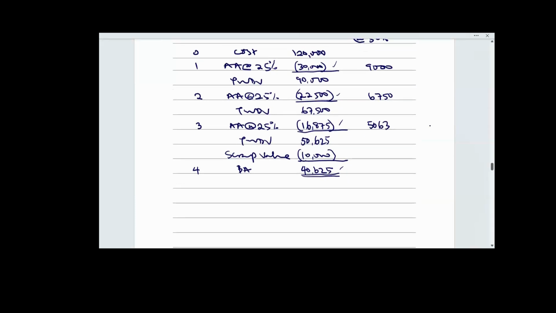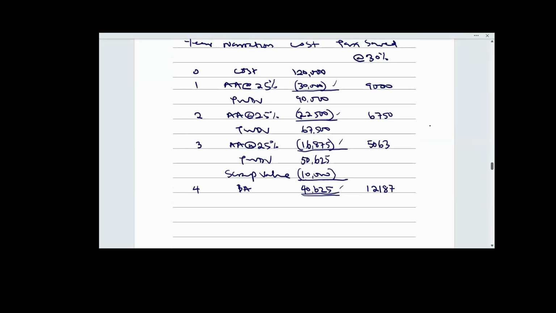30% of 40,625 is 12,188. So we reduce it to 187, because this will be over by 1 because of rounding. We have rounded this one, you also round this one. So when you add it up, it is supposed to give you 33,000. This will be 33,000, but if you don't round this one, it will be over by 1.